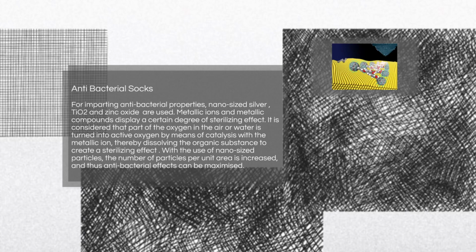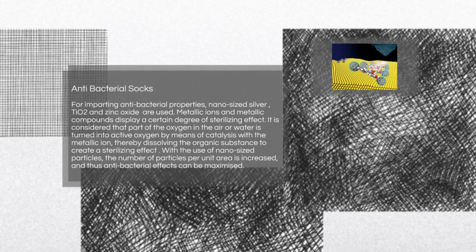Metallic ions and metallic components display a certain degree of sterilizing effect. It's considered that part of the oxygen in the air or water is turned into active oxygen by means of crystal catalysis with the metallic ion, thereby dissolving the organic substance to create a sterilizing effect.